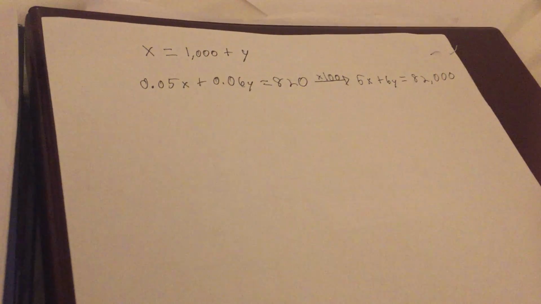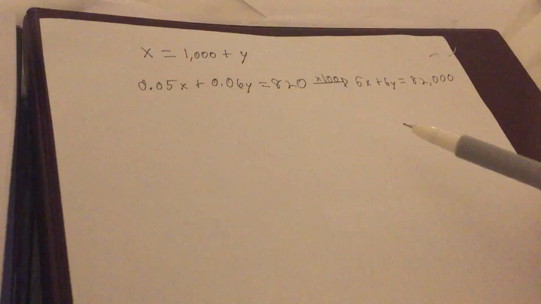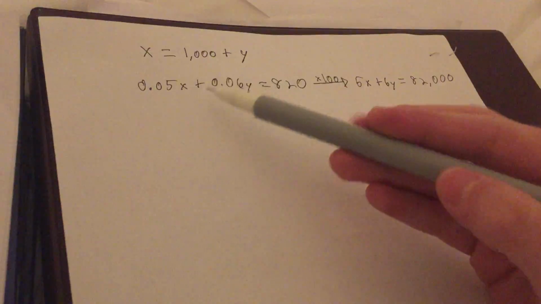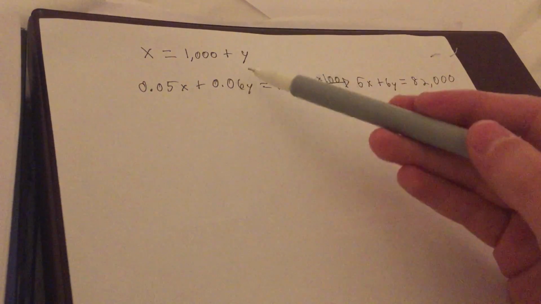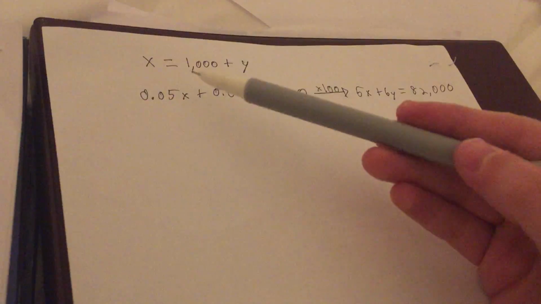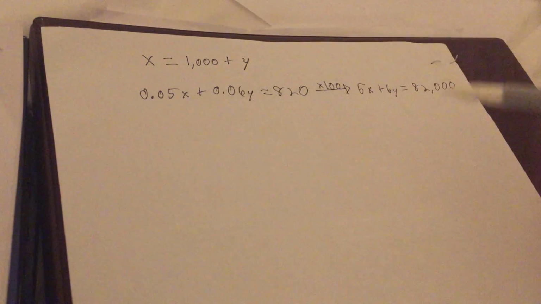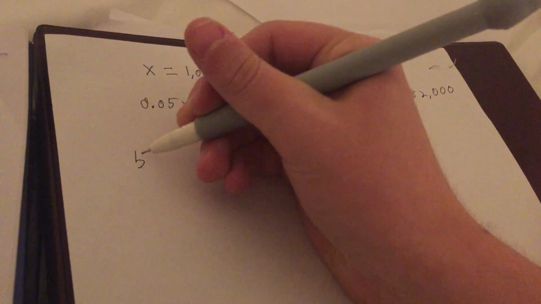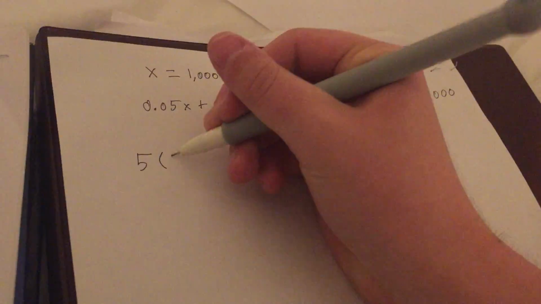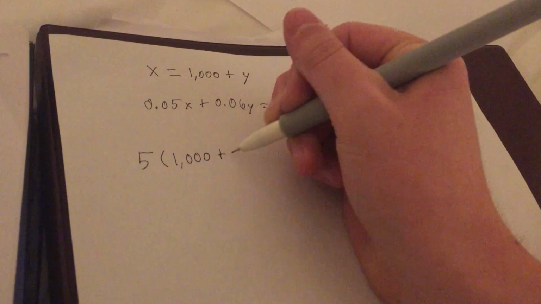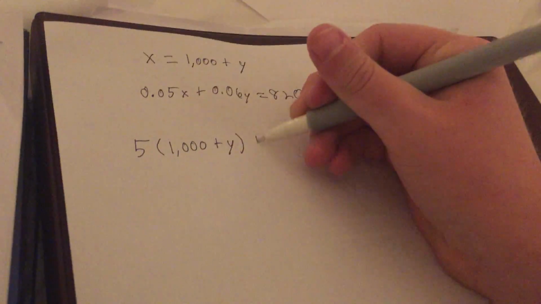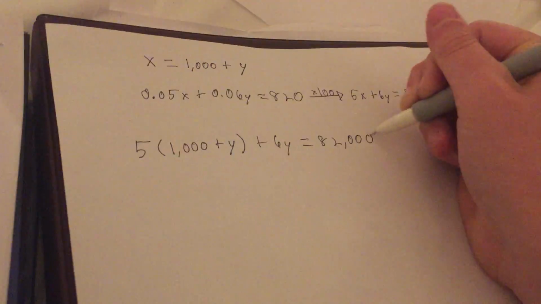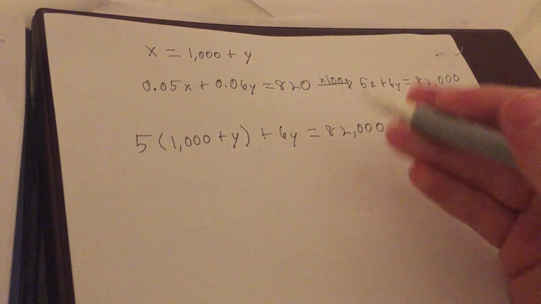So I'm going to use the substitution method for this problem, because in our first equation we have x equals 1,000 plus y, and therefore we can just take this equation right here and plug it into x for our second equation. So take 5 times 1,000 plus y plus 6y equals 82,000. And now we're going to solve for y.